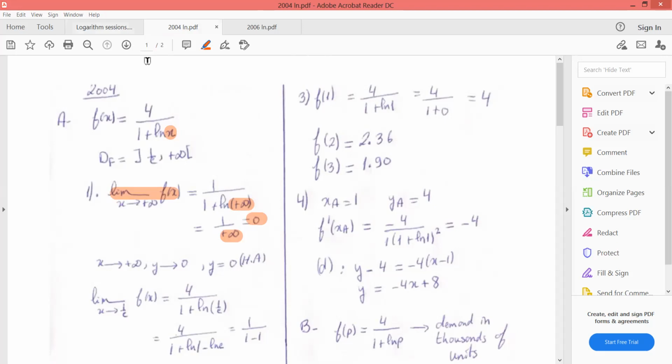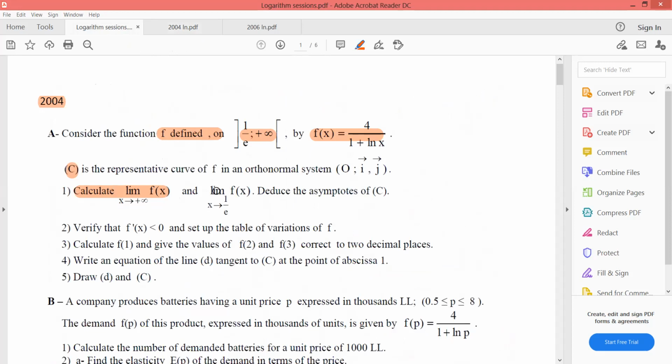And in the same question, limit f(x) as x tends to 1 over e. We replace x by 1 over e. 1 over e plus, because the domain is 1 over e plus infinity, then the limit as x tends to 1 over e plus. We replace x by 1 over e. So 4 over 1 plus ln 1 over e.